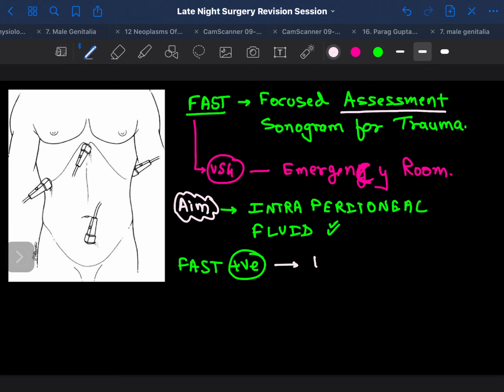What is the minimum amount which can be detected by the FAST? It can detect 100 ml. Now Levin Bailey basically writes 50 ml, but by taking into consideration all the resources together, you can safely mark it as 100 ml. Okay, I hope you get this particular point.